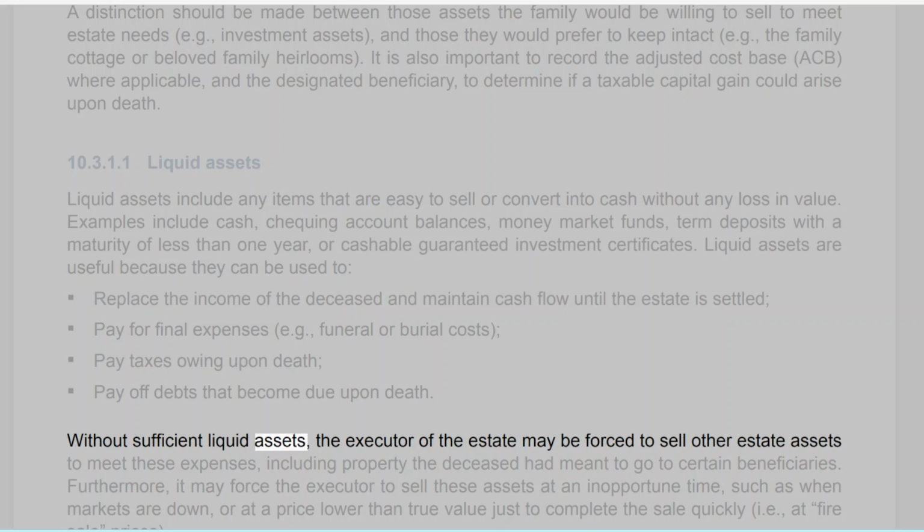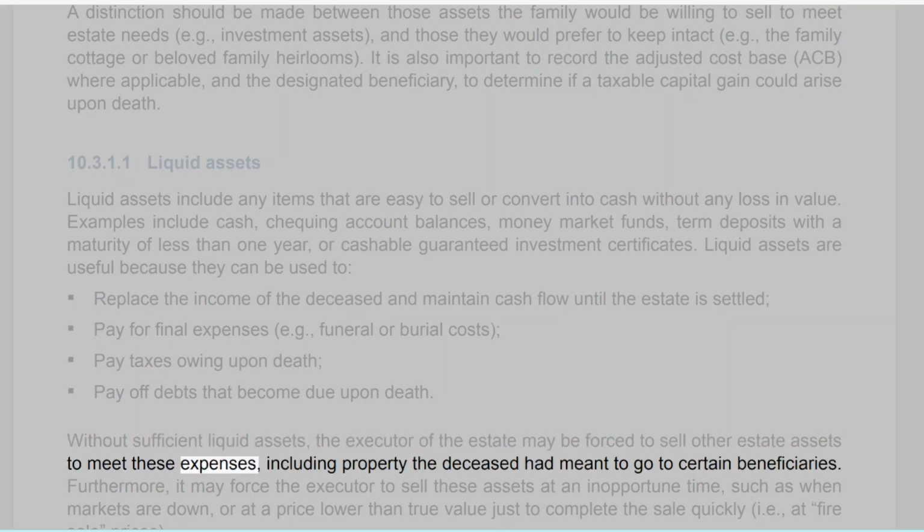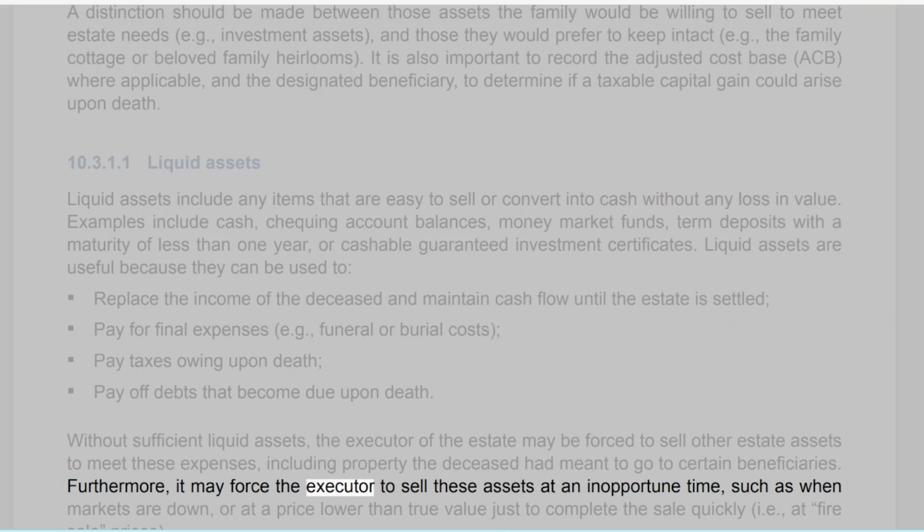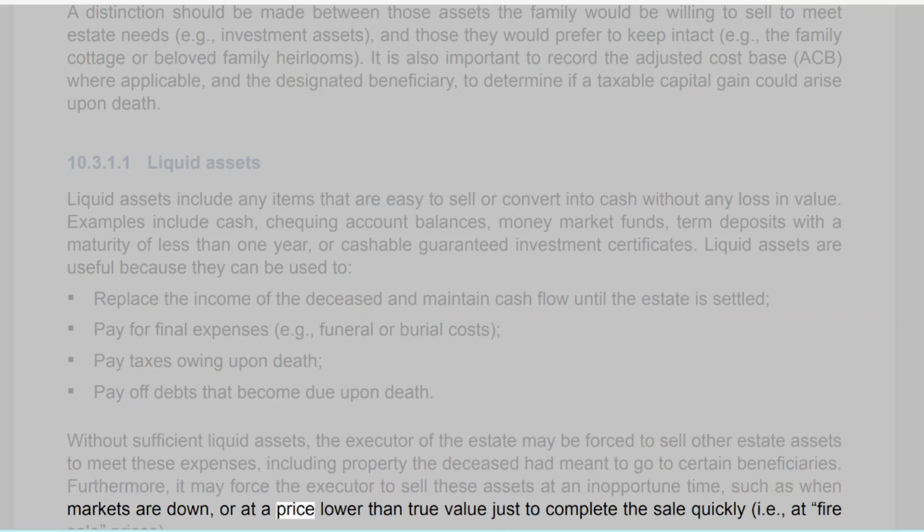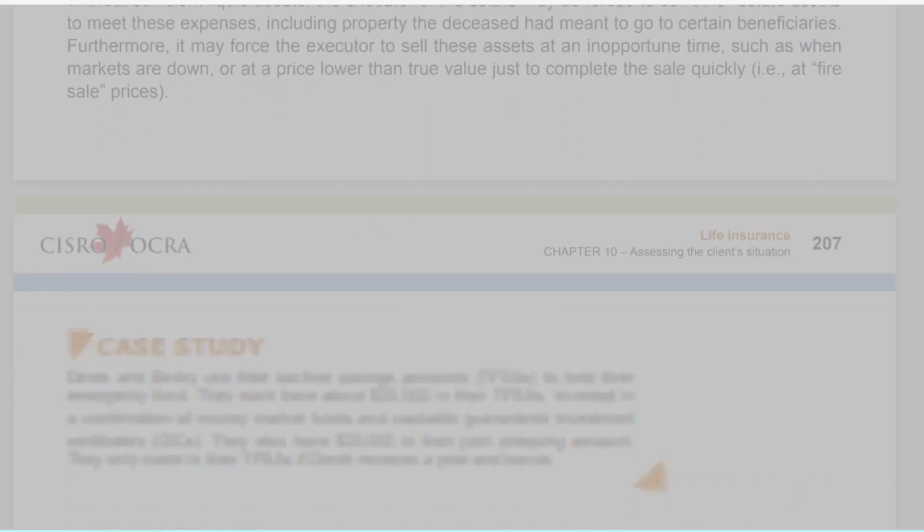Without sufficient liquid assets, the executor of the estate may be forced to sell other estate assets to meet these expenses, including property the deceased had meant to go to certain beneficiaries. Furthermore, it may force the executor to sell these assets at an inopportune time, such as when markets are down, or at a price lower than true value, just to complete the sale quickly, i.e., at fire sale prices.